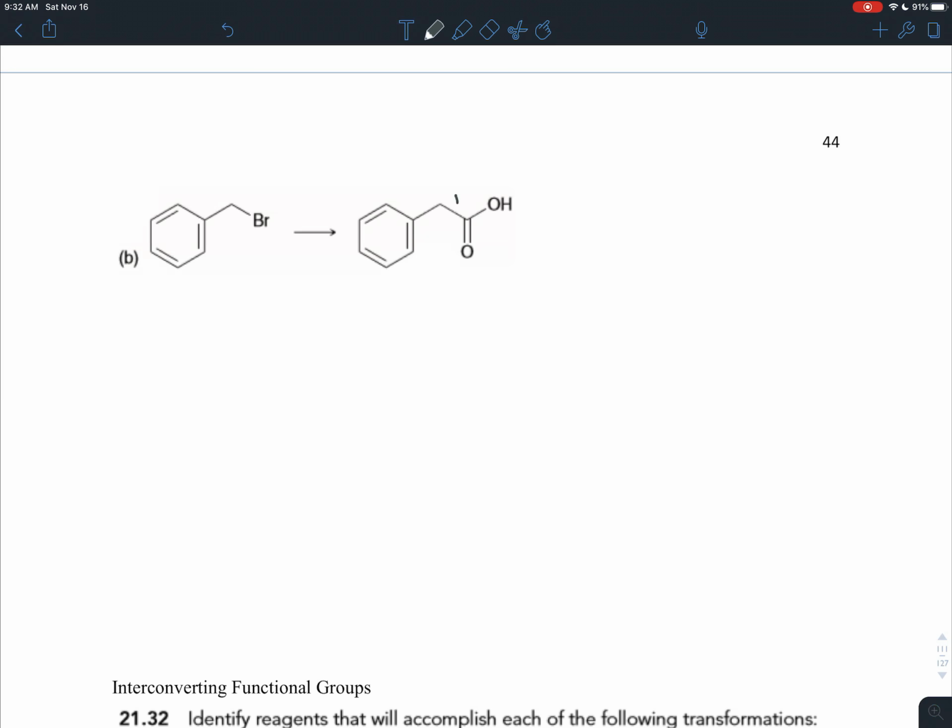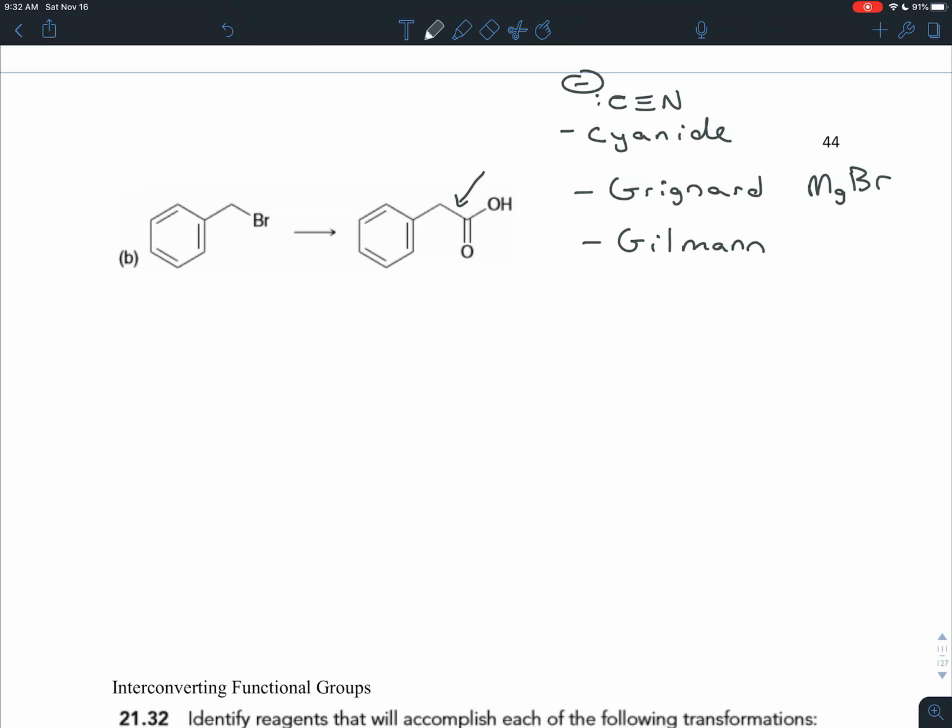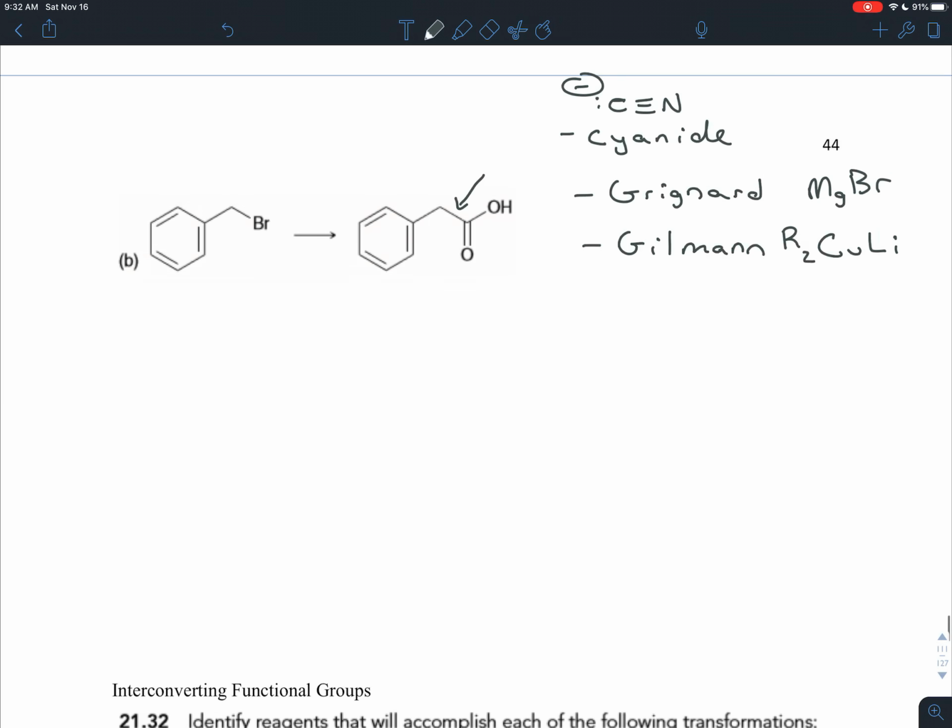Now there are multiple ways you can make this happen, but when you think about forming this new carbon-to-carbon bond, it's a single bond, it's not to benzene, so you're either going to use a cyanide or a Grignard, or potentially a Gilman reagent. The Grignards have the MgBr, they're strong carbon nucleophiles. The Gilmans have the copper lithium, they're weak carbon nucleophiles. Watch out, the Gilmans will have two R groups. They'll have two there, but you only ever add one.